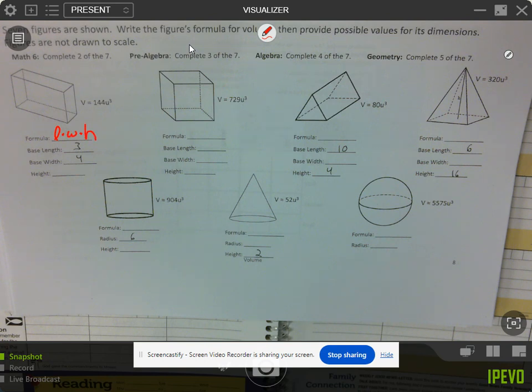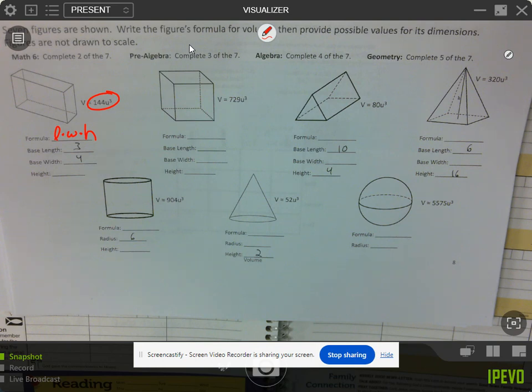Length times width times height. Mr. Schultz gave us 2 of them. So if we have a length of 3 and a width of 4, what does the height have to be to equal 144? You're going to do the math yourself.